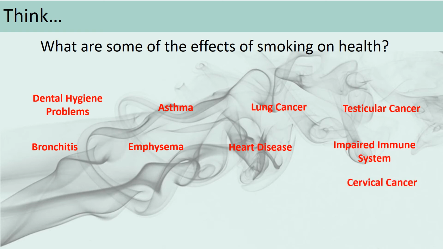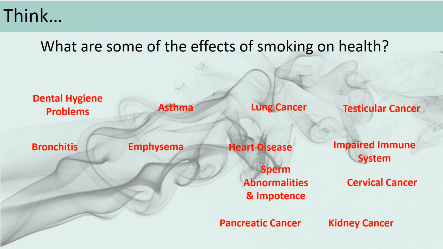It can increase your risk of cervical cancer, kidney cancer, pancreatic cancer. It can cause sperm abnormalities, so sperm without tails or deformed tails, and even impotence, so that is inability to produce. It can cause leukemia, which is another form of cancer, stomach cancer, bladder cancer, and also menstrual problems. So there are quite a few adverse effects of smoking.